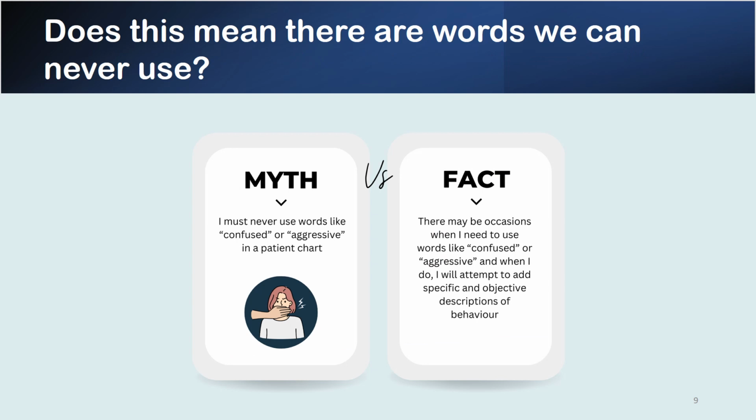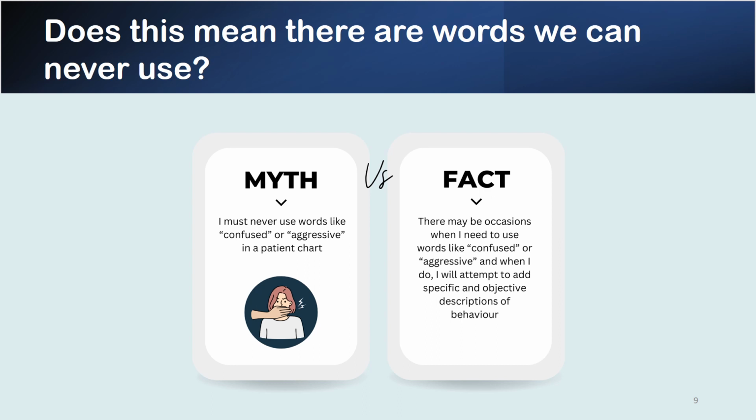Does using person-centered language mean that you must eliminate certain words like confused or agitated or aggressive? It may seem as if you are being asked to completely avoid words like confused or aggressive in your documentation. There may be occasions when you will need to use these words, such as if they are part of a validated tool, legal form, or drop-down menu in an electronic documentation system.